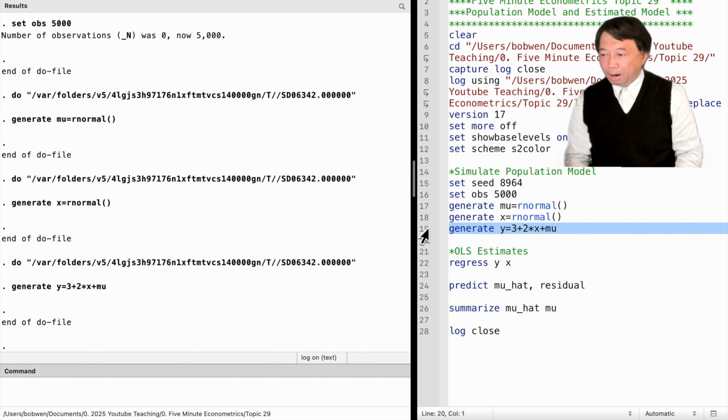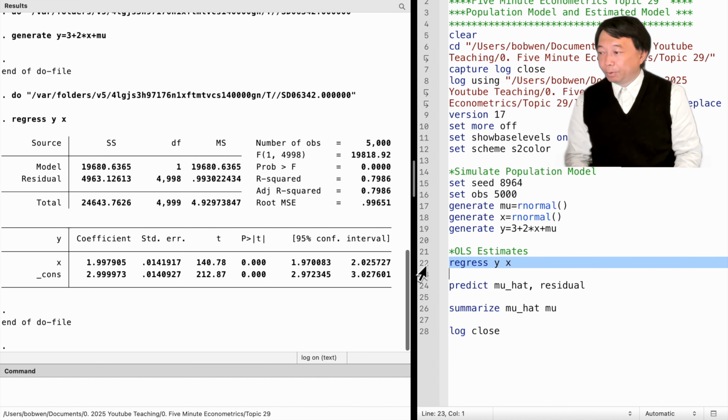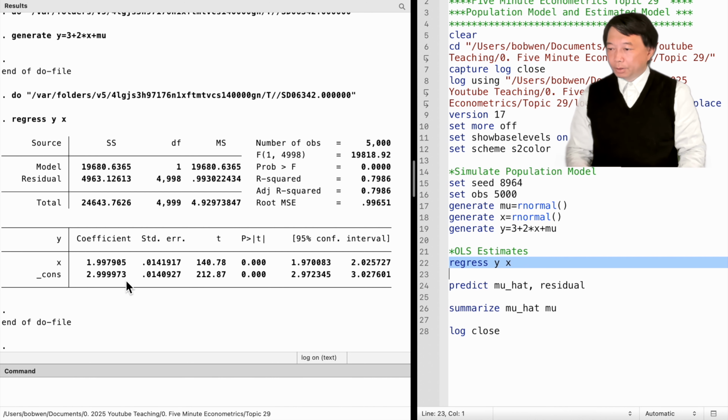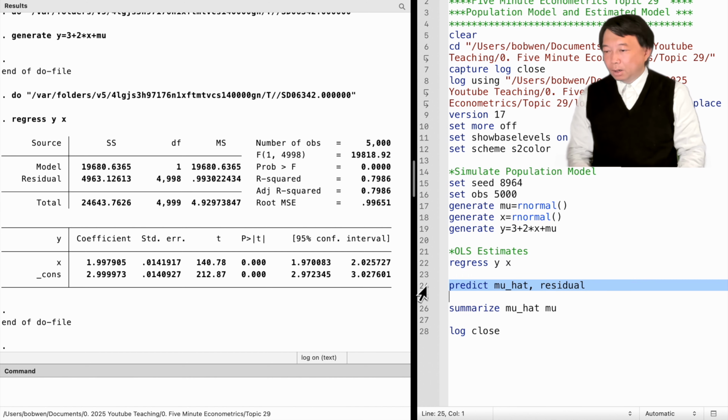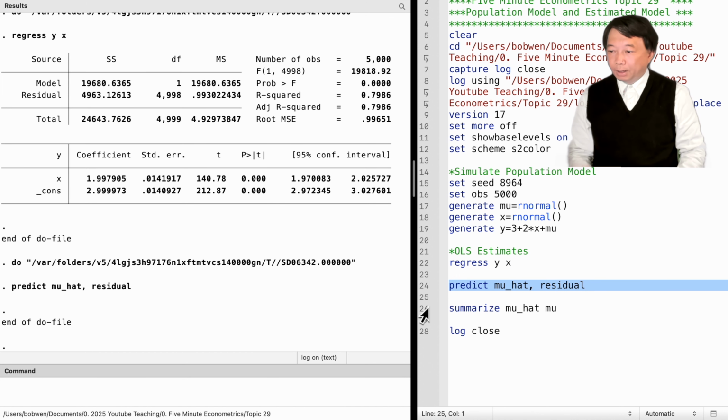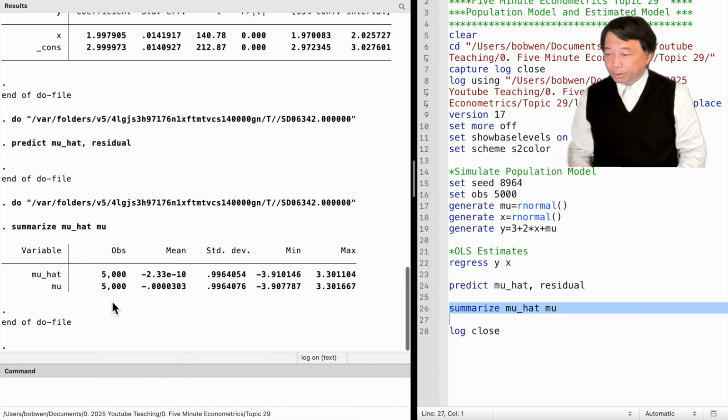Then we use OLS to estimate the relationship between x and y. And we find the OLS estimates are close to the population parameters we set. Specifically, the OLS estimate for the intercept, beta 0 hat, is close to 3, and the OLS estimate for the slope, beta 1 hat, is close to 2. The residuals also have a sample average that is close to the error term mu we generate.